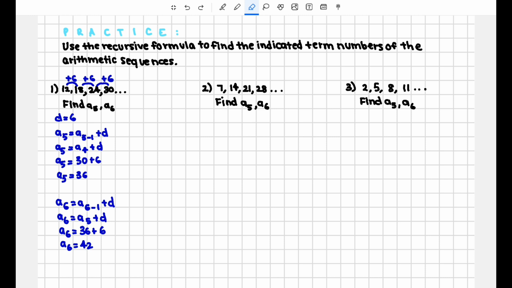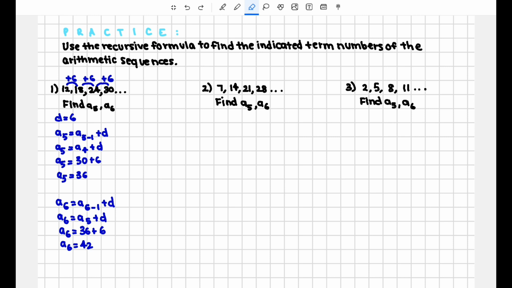So now from our common difference, we can plug it in, say that the fifth term is equal to the fourth term plus the common difference. So a sub 5, the fifth term, is equal to the fourth term, 30 plus 6, therefore it is 36. And in the same way, now we're going to use the fifth term, 36, plus 6 again to get 42.